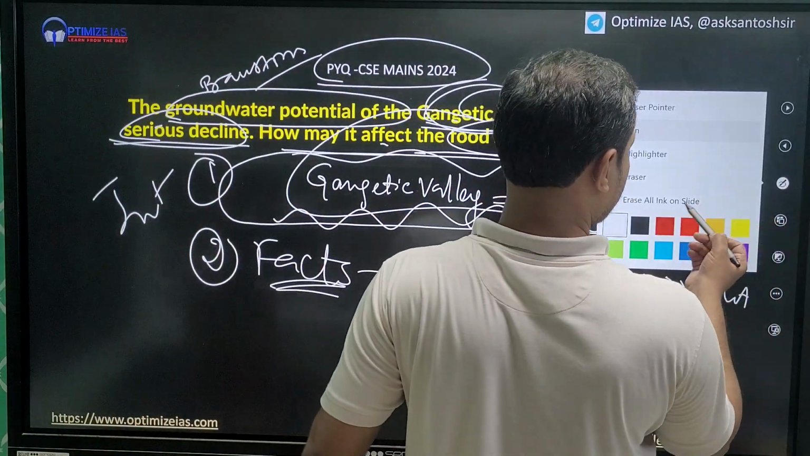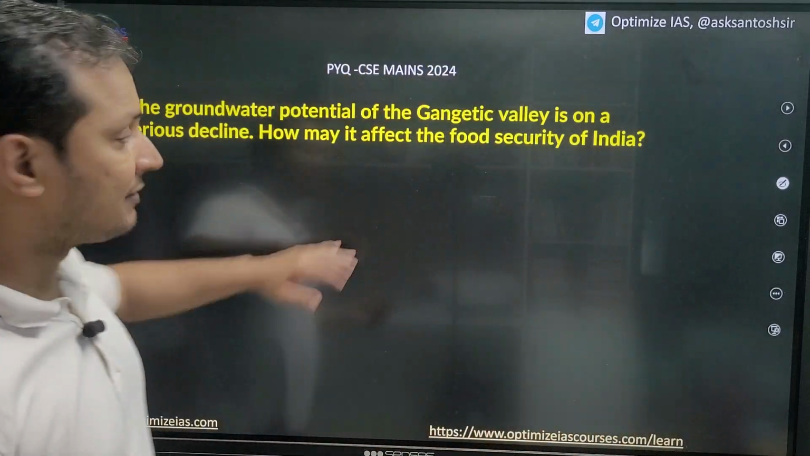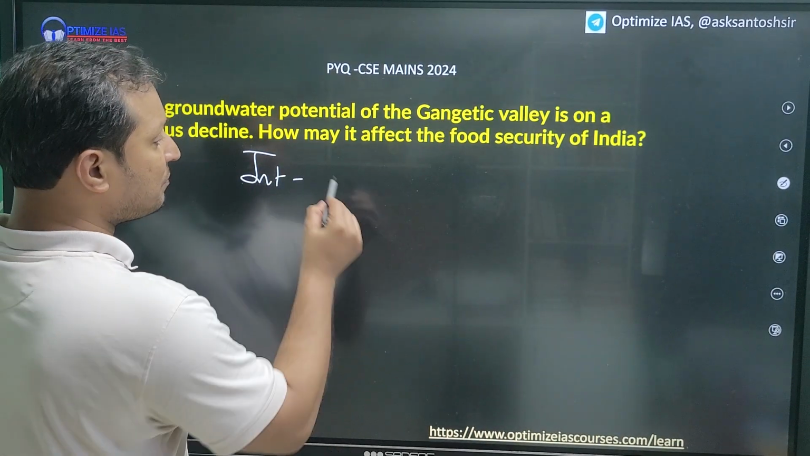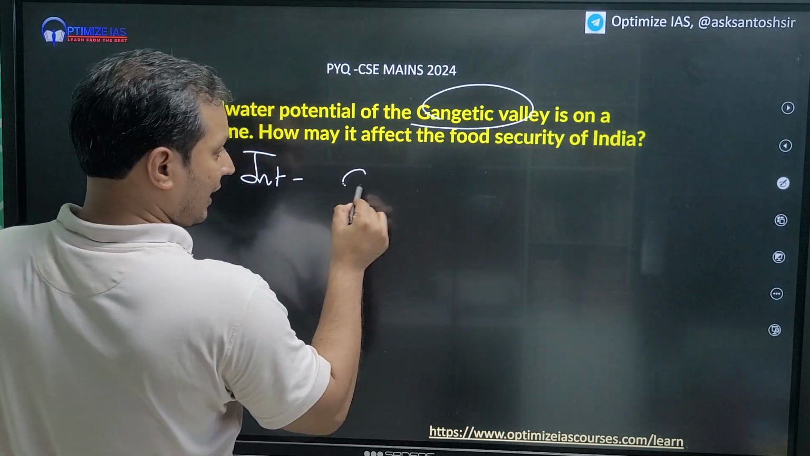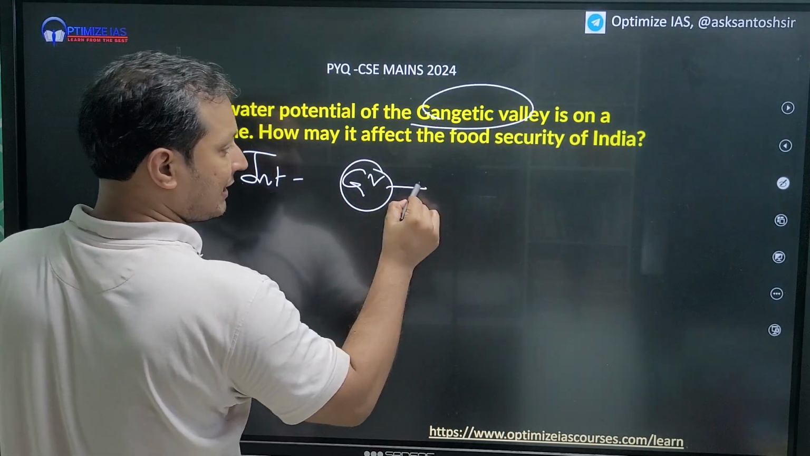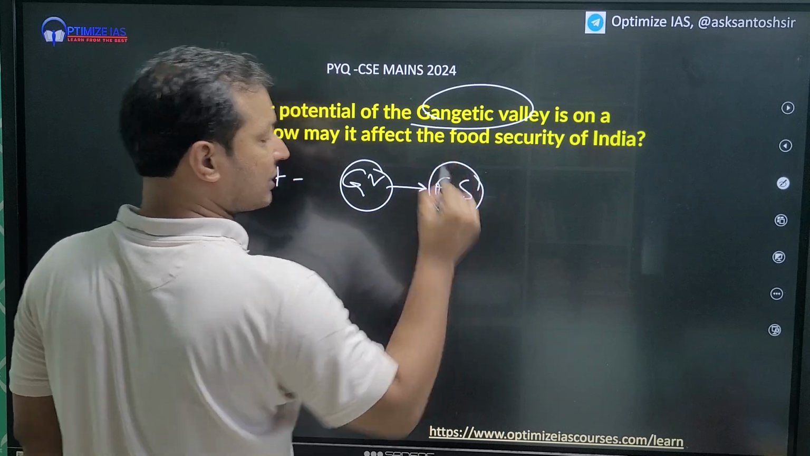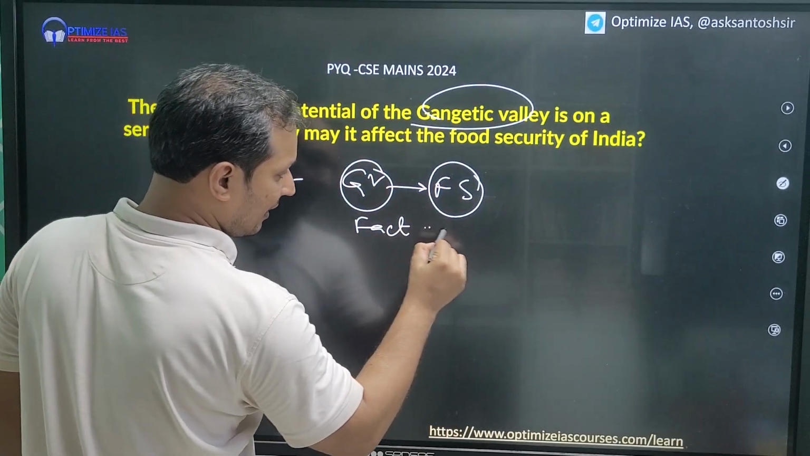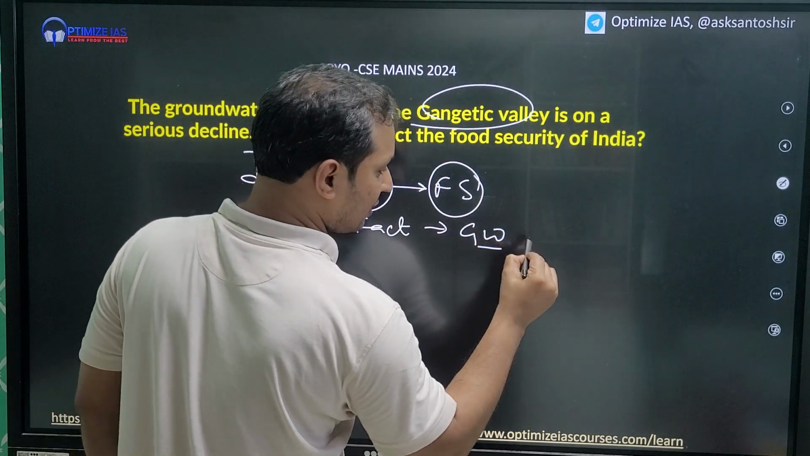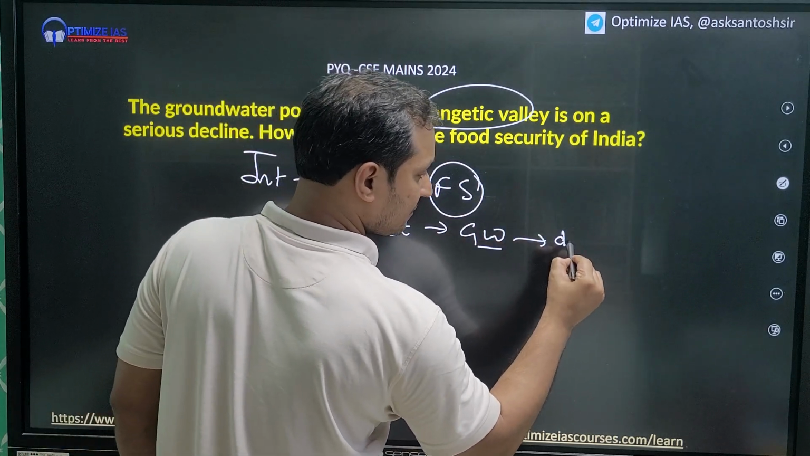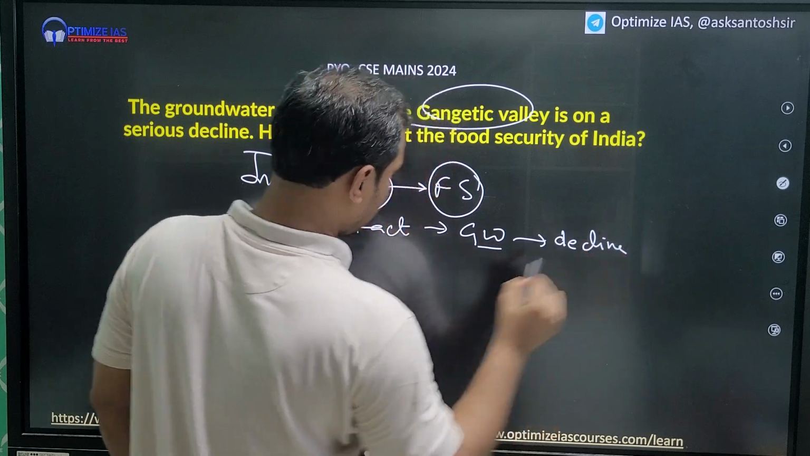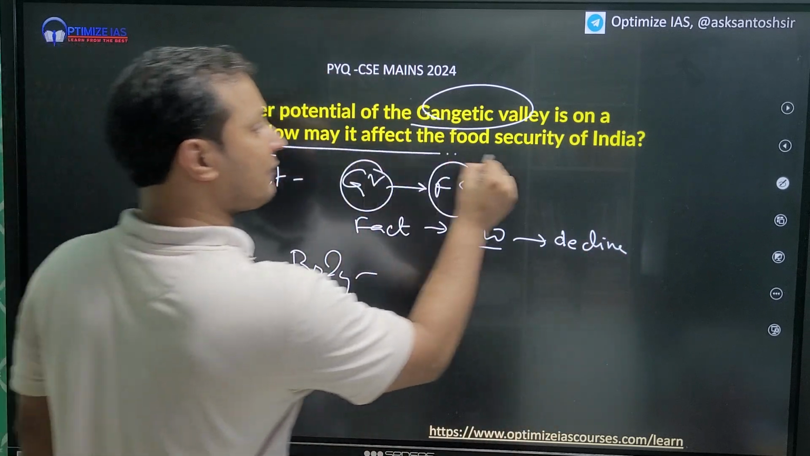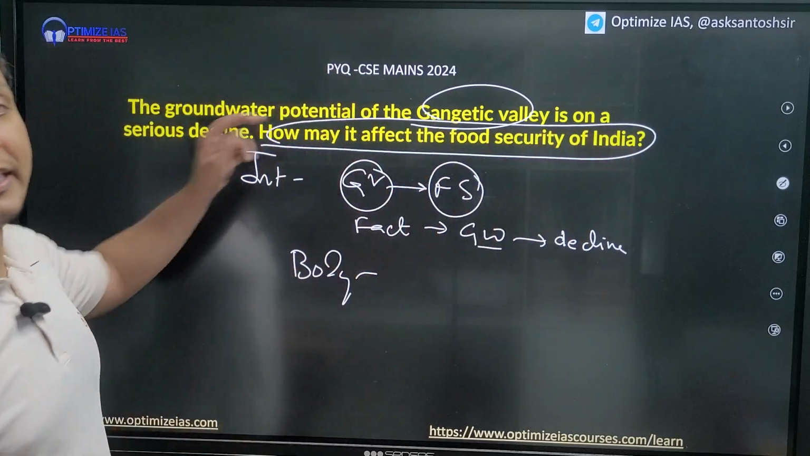So this answer, let me make a structure of this answer. In the introduction, you have to basically write one or two lines about the Gangetic Valley and link it to the food security of India. Then you need to have some facts about the groundwater potential fall. Then guys, in the body, it says how it will affect the food security of India, meaning how the decline.